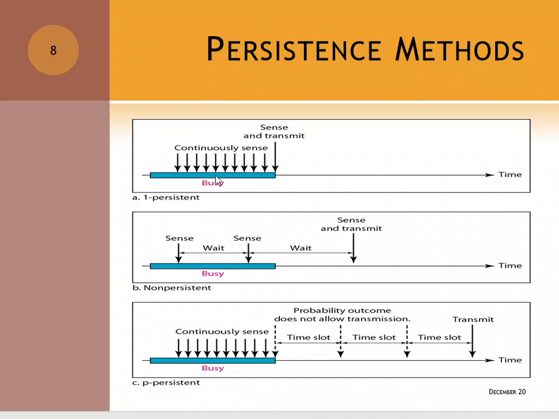Jadi bila satu station tu nak hantar data, dia akan check line tu. Selagi mana busy, dia check. Bila dah clear, dia akan send data. Okay, yang tu adalah one persistent.